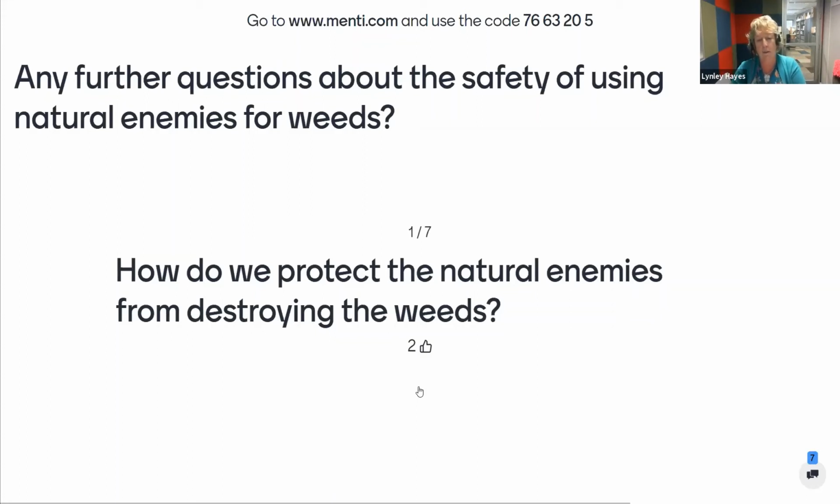So how do we protect the natural enemies from destroying the weeds? Well, unless you're actually going to kill the natural enemies, go out there and squish them, they are going to destroy the weed, but that's what we're wanting. The problem can be if they work too fast sometimes and you're wanting to be able to go and harvest them in the field so that you can release them somewhere else. And so, yeah, we'll have to provide customized advice there, if that's an issue.